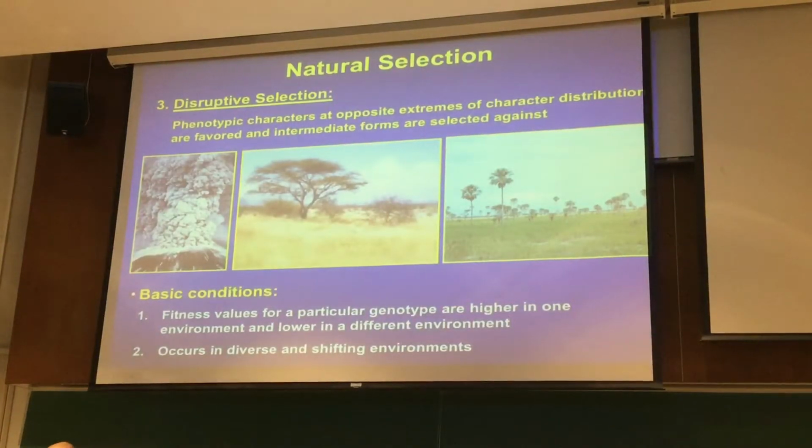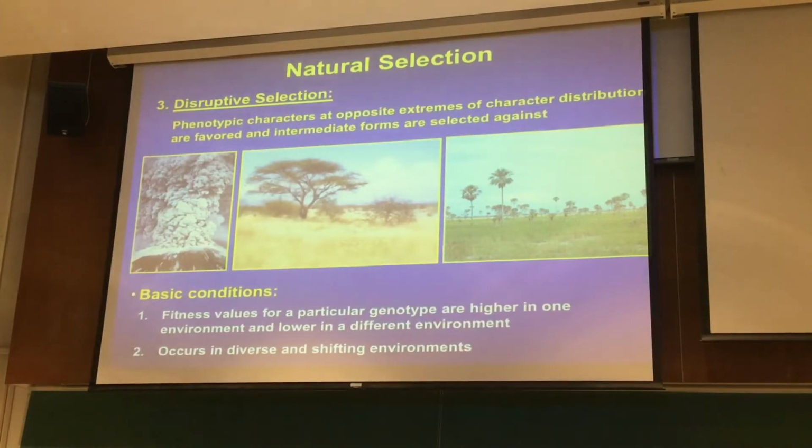All right, here's the last one. This is disruptive selection. In this particular case, you have phenotypic characters at opposite extremes of the character distribution spectrum, and they're favored at the same time, and intermediate forms are selected against. So what's the difference between this and directional? In directional, it was either that side or this side, but in disruptive, it's both extremes and not the middle. Does that make sense? Directional is this or that. Disruptive is both ends, not the middle.